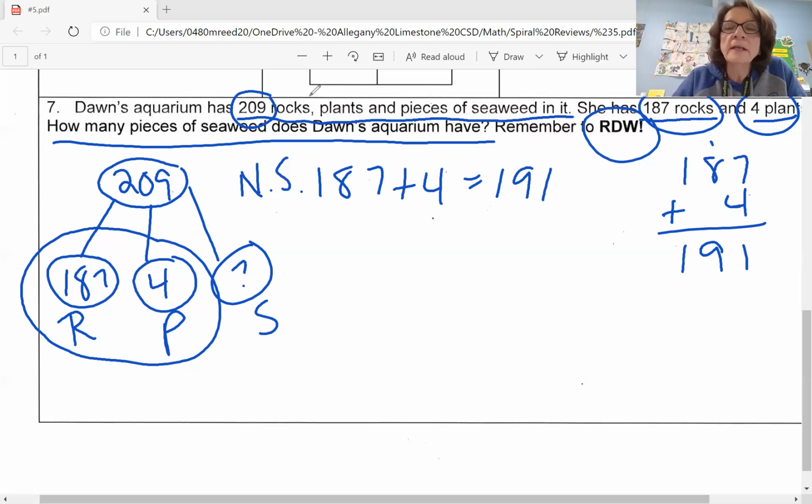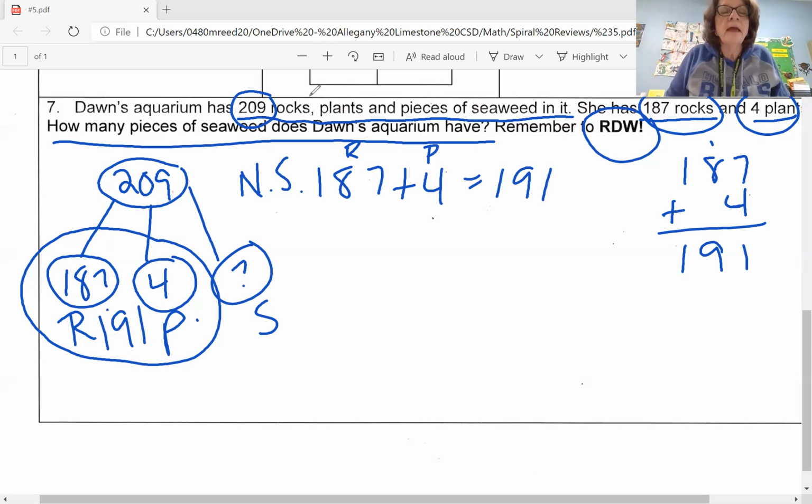Now, what does 191 represent? Well, let's go back. What does 187 represent? 187 represents my rocks. What does 4 represent? It represents the plants. So what does 191 represent? Well, it represents the total of the rocks and the plants. Okay, it doesn't represent the seaweed. I'm not that close yet to finding the seaweed, but it does represent the rocks and the plants. So what am I going to do with 191 to show that on my picture? I'm going to put 191 right in here.